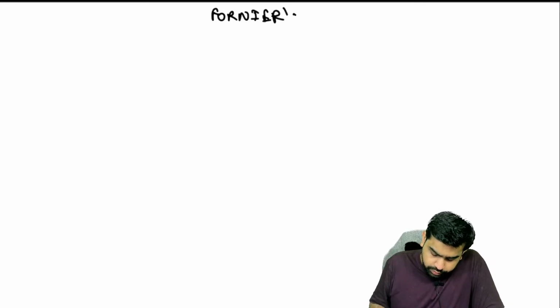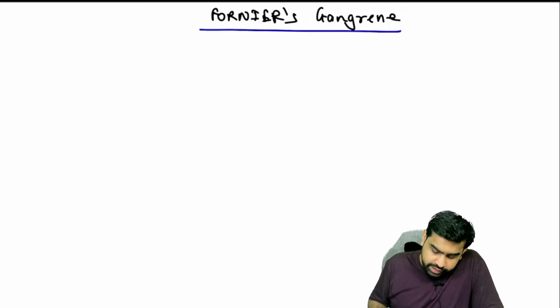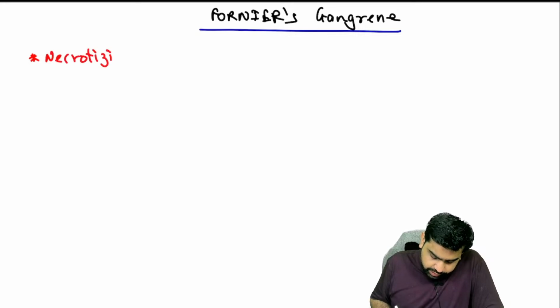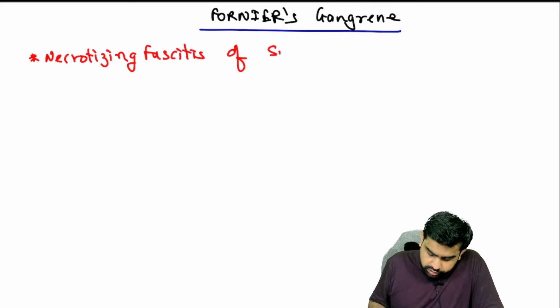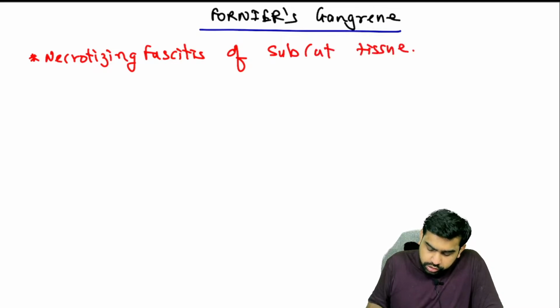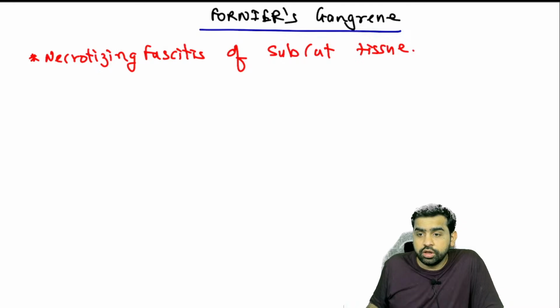Fournier's gangrene. What you need to understand about this particular Fournier's gangrene is that this is a necrotizing fasciitis of the subcutaneous tissue. Okay, so what is this? This is a necrotizing fasciitis of the subcutaneous tissue.